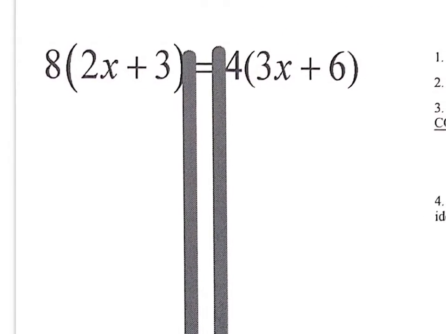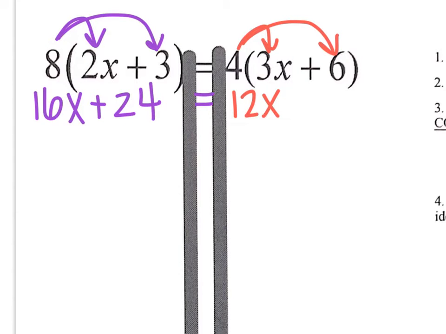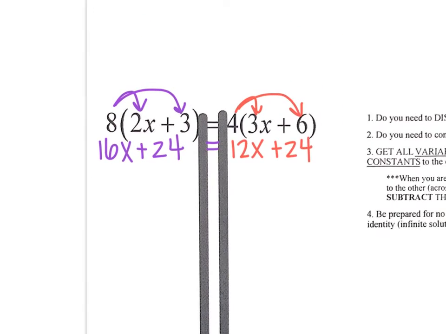8 times 2x gives me 16x. 8 times a positive 3 gives me a positive 24. Equals 4 times 3 gives me 12x. 4 times 6 gives me a positive 24. Alright, our distributive property is done.